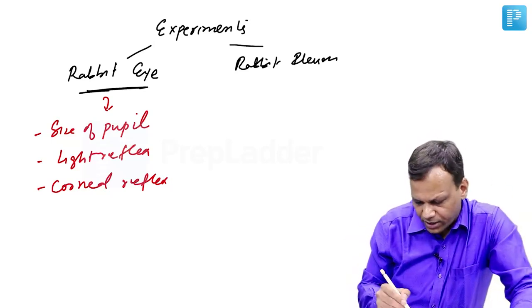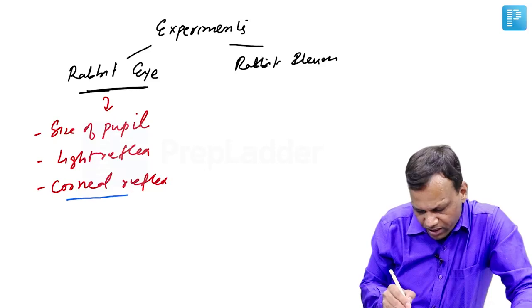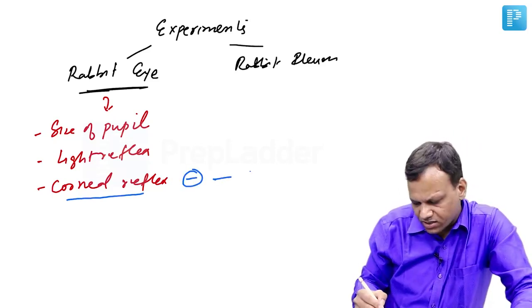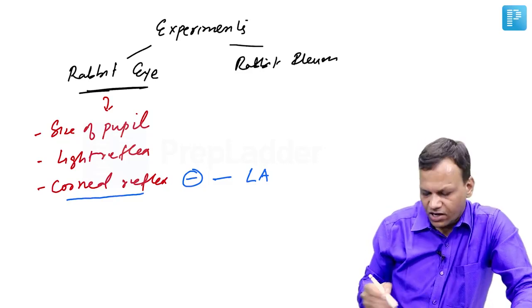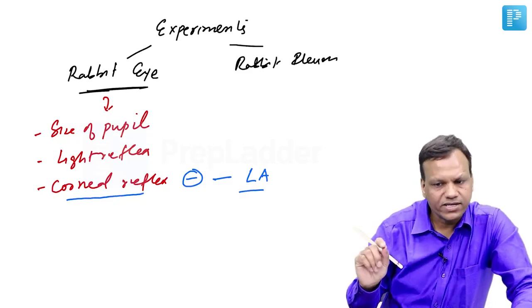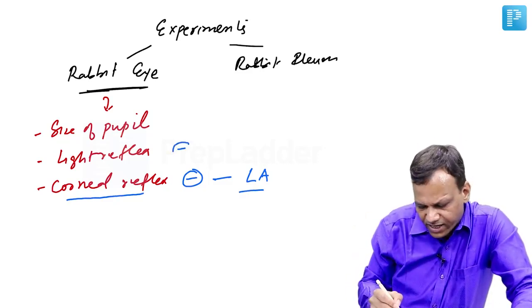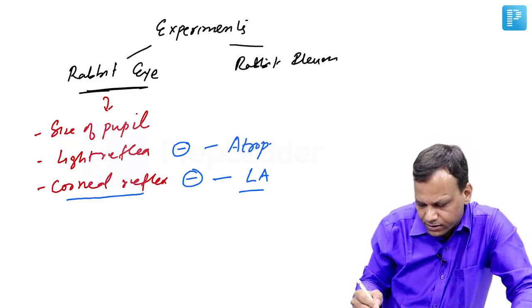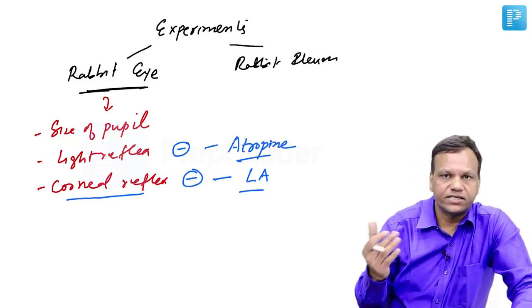So what will happen? First of all we will check the corneal reflex. If it is lost, it is done only by local anesthetic. So the answer will be directly local anesthetic. If corneal reflex is present, means it cannot be local anesthetic. Then we will check for the light reflex. So light reflex can be lost by only one drug, that is atropine, anticholinergic drug. If anticholinergic drug is, it is atropine.